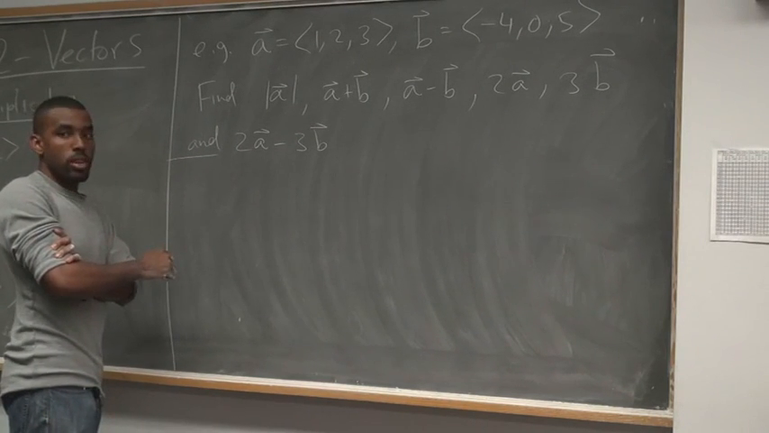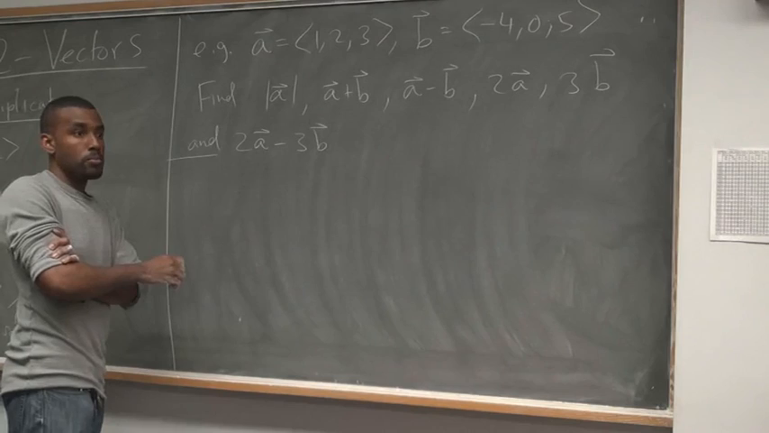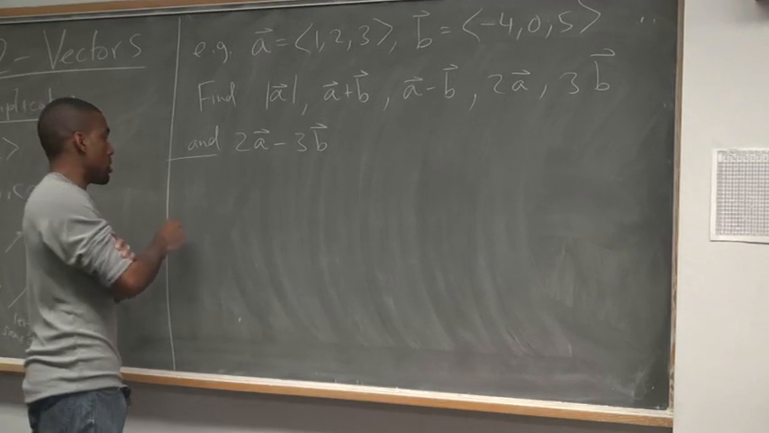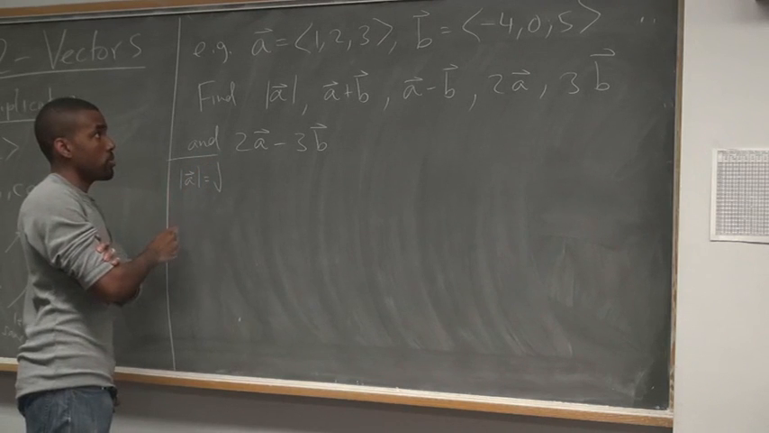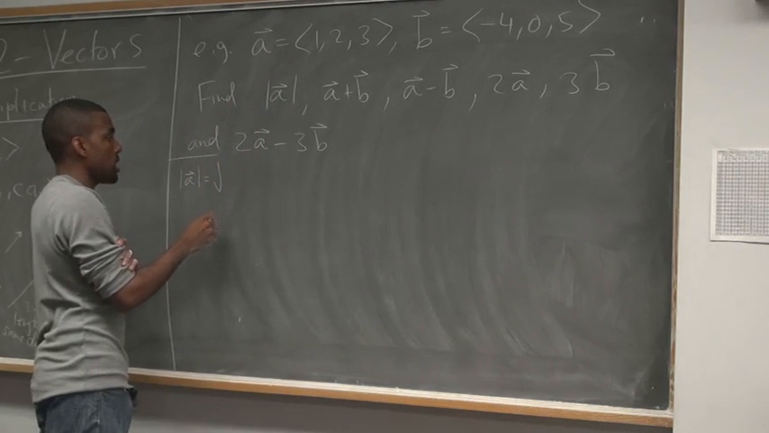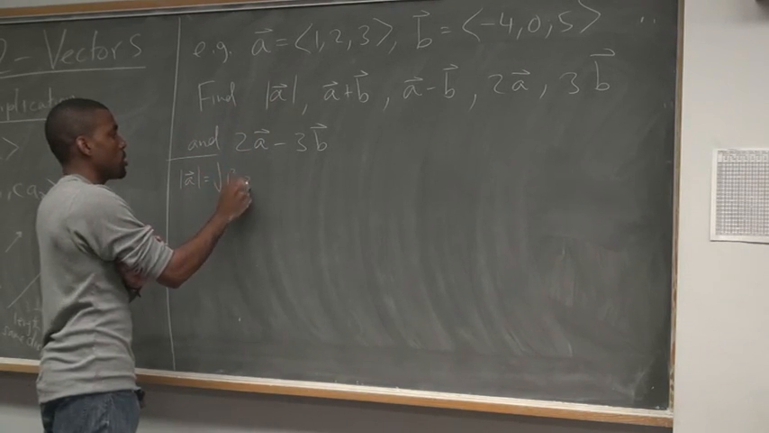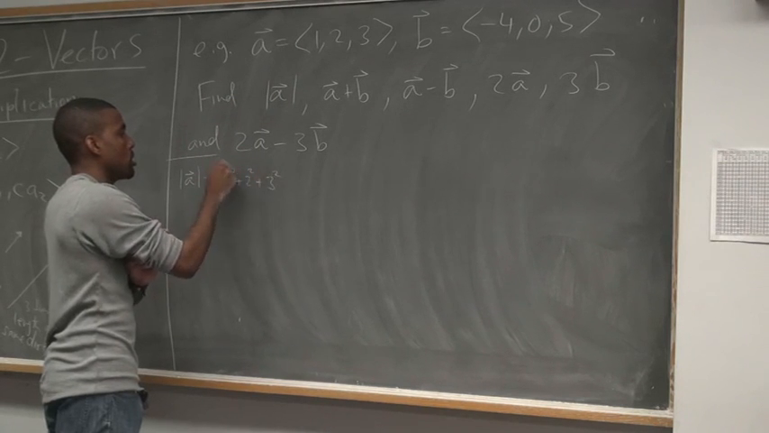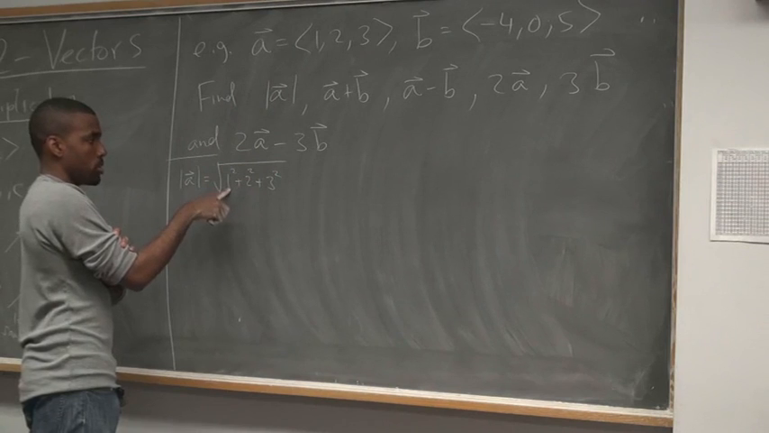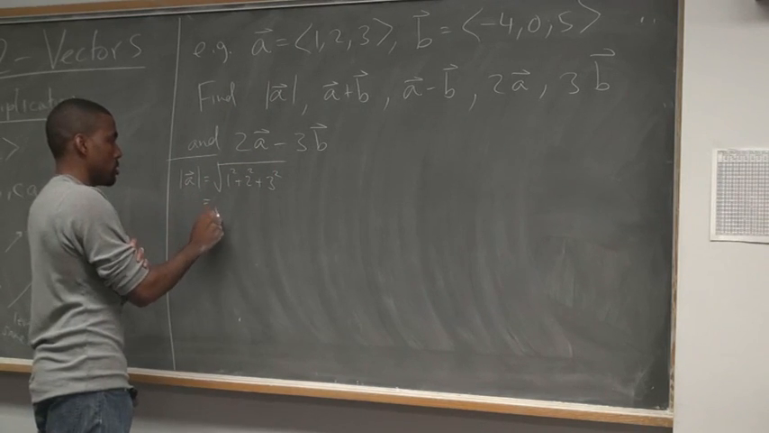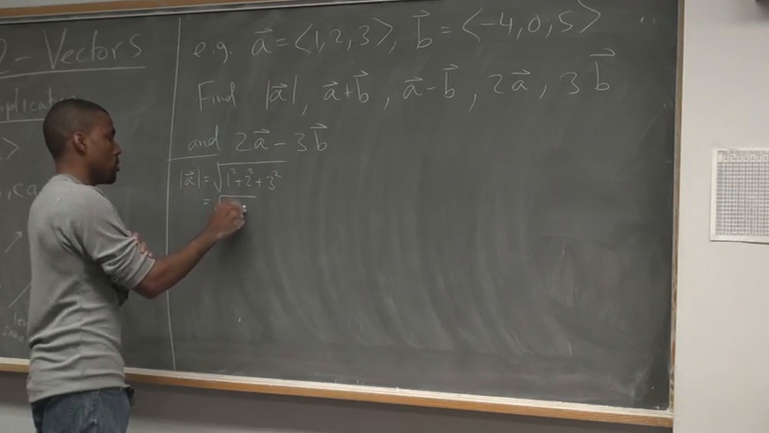So what's the magnitude of A? It's radical 14. The magnitude of A would be the square root, we just follow the formula. Each component squared, you add them together. So it's 1 squared plus 2 squared plus 3 squared. That's 1 plus 4 plus 9. So that's the square root of 14.